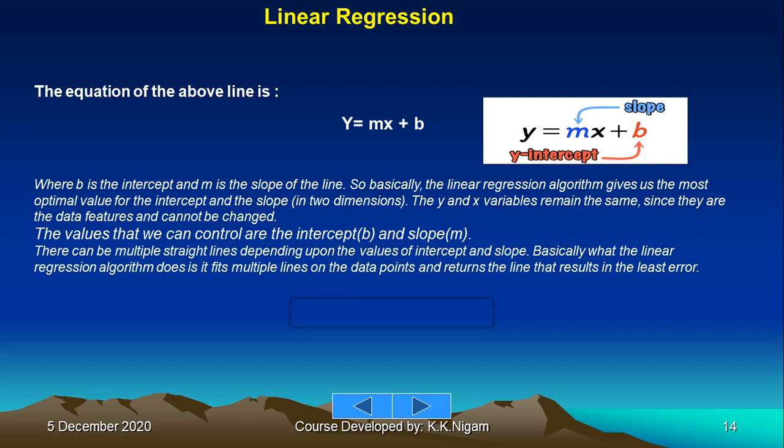So basically the linear regression algorithm gives us the most optimal values for the intercept and the slope in 2 dimensions. The y and x variables remain the same since they are the data features and cannot be changed. The values that we can control are the intercept, that is b, and the slope m. There can be multiple straight lines depending upon the values of intercept and slope. Basically, what the linear regression algorithm does is fit multiple lines on the data points and return the line that results in the least error.